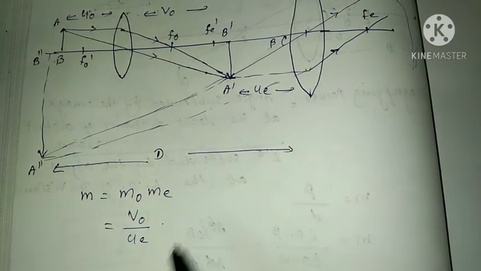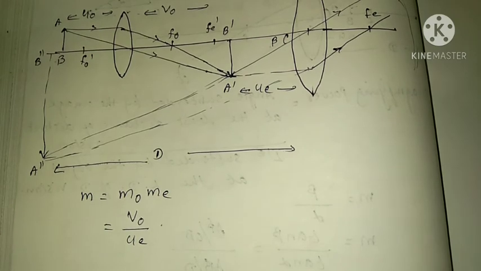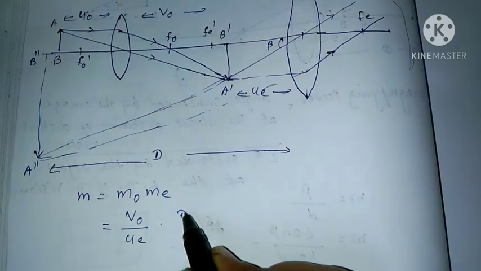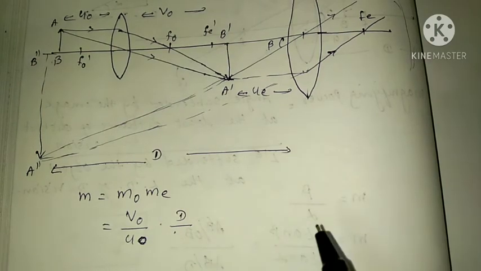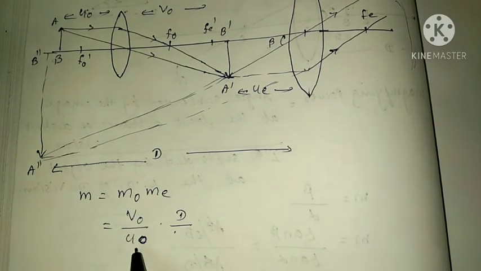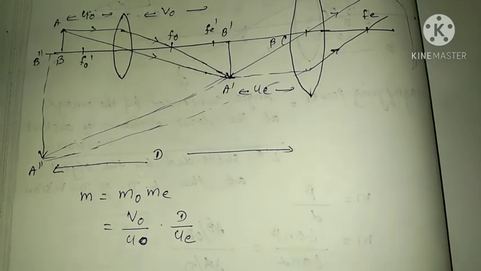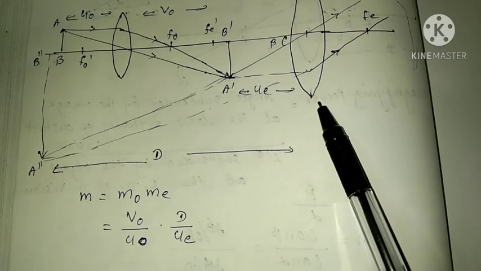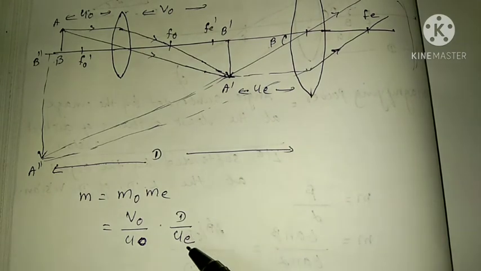And what is the magnification of the eyepiece? The eyepiece acts as a simple microscope. So what is the general formula for the magnification of the simple microscope? That is D by U. So here it is the eyepiece. So we can write, magnification of the objective V0 by U0. And what is the magnification of the eyepiece? D by UE. The general formula for the magnification of the simple microscope is D by UE. So here the eyepiece acts as a simple microscope. So we can write D by UE.